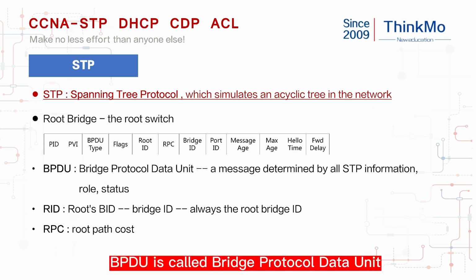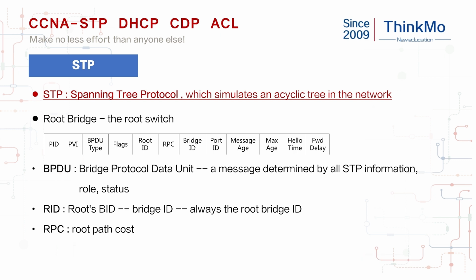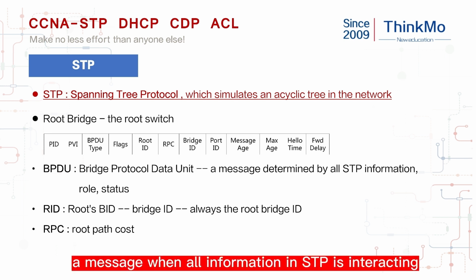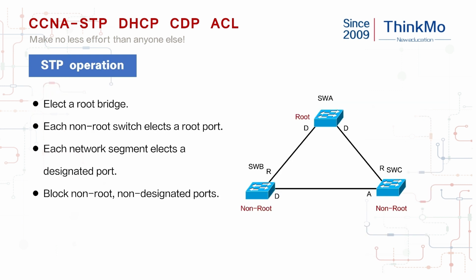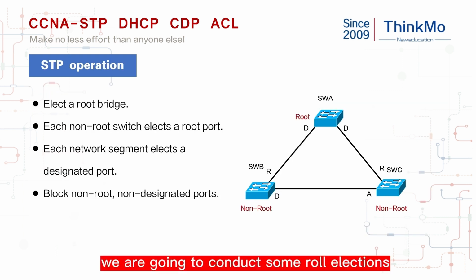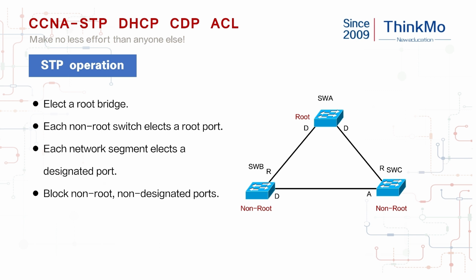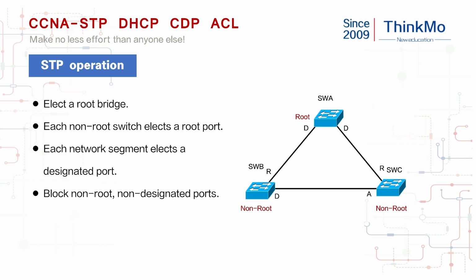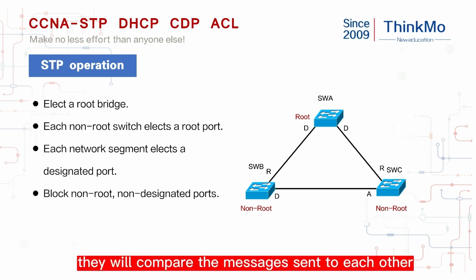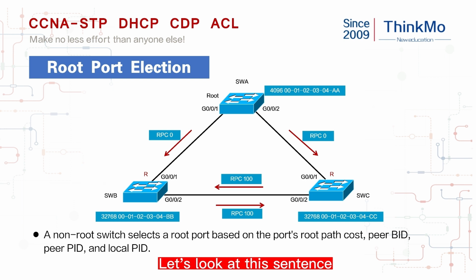BPDU is called Bridge Protocol Data Unit. That is the message in which all information in STP is exchanged. This is the message form of their interaction. In the future, we are going to conduct some role elections. For example, I want to elect a root bridge, root port, and designated port. You can see it here. They will compare the messages sent to each other.